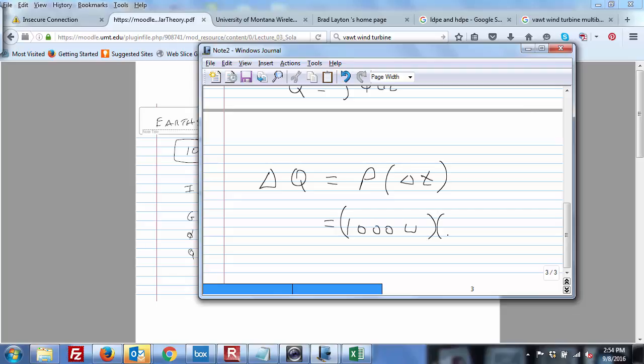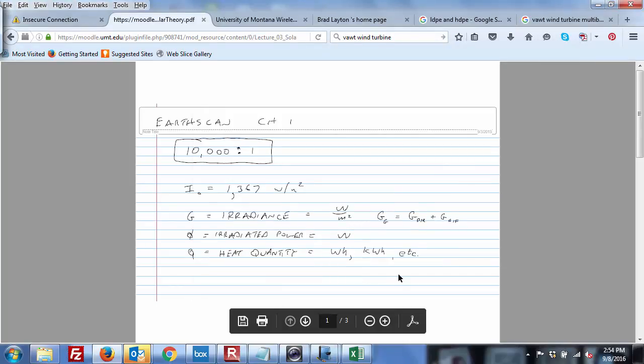and it was coming in for 1 hour, the change in heat is going to equal 1,000 watt hours, which equals 1 kilowatt hour. And then you can change that into BTUs, et cetera. So nothing too crazy or new on that. So that's your solar thermal.